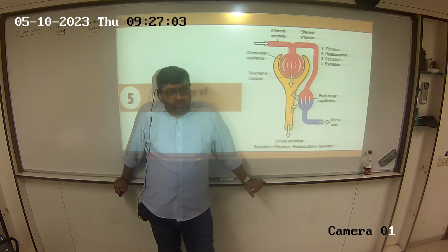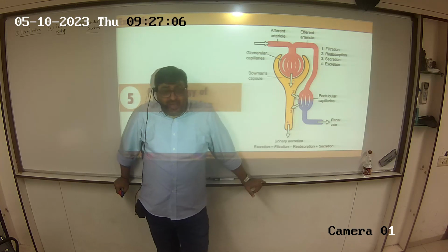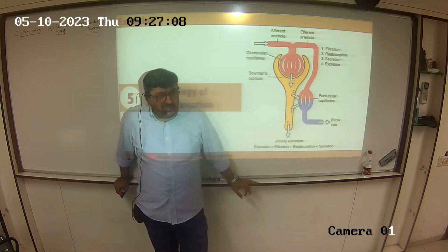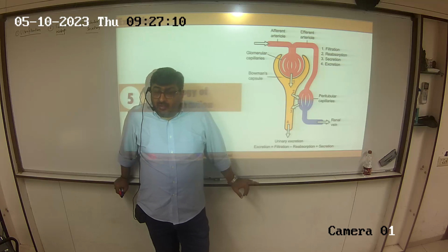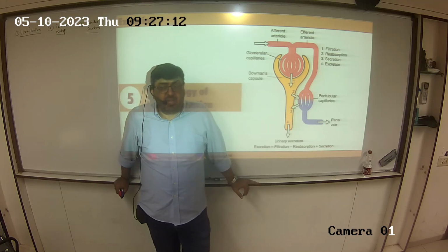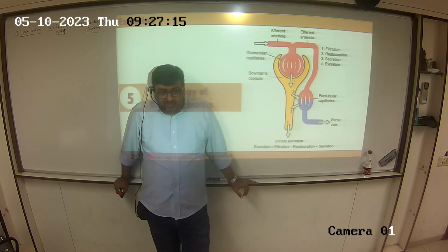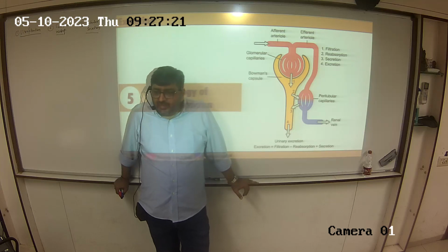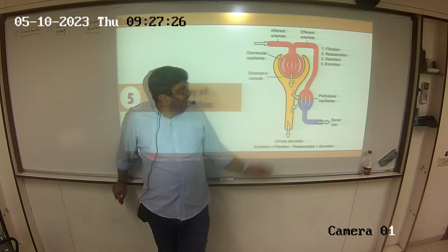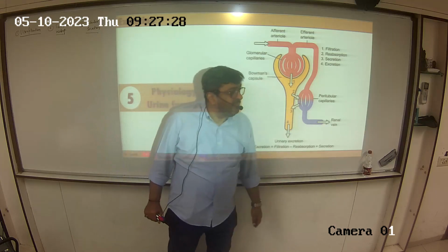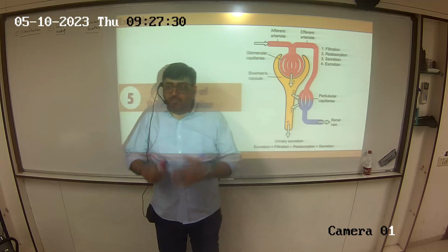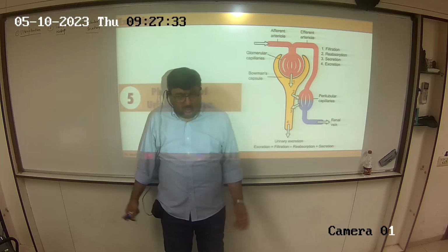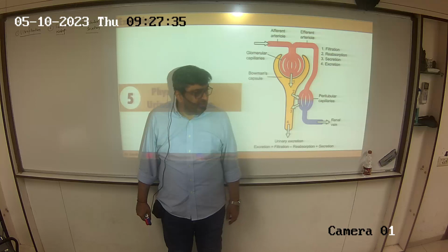Okay. Now the two issues that arise out of ultrafiltration is the useful substances are lost. Useful substance like water, useful substance like glucose, useful substance like amino acids, useful substance like vitamins, blood में से filter होके आ जाएंगे Bowman's capsule में. Can we afford to lose these kind of substances? No, no way we can afford to lose these substances.